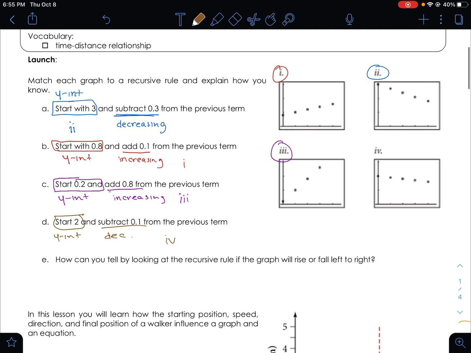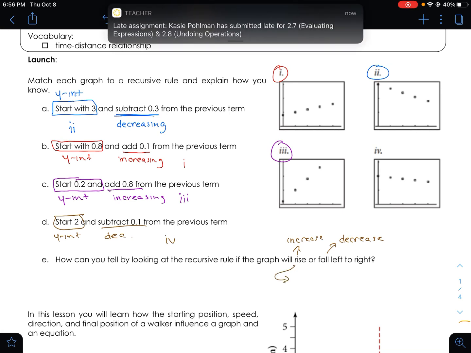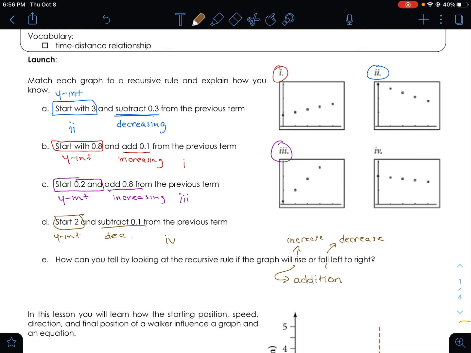Now, letter E sort of asks us to summarize what we already know. It says, how can you tell by looking at the recursive rule if the graph will rise or fall to the left? So again, another word for rise is increase, and another word for fall is decrease. Looking at these recursive rules, we can tell a graph is going to rise when we have a rule with addition. And if it's going to fall, that's going to be a rule that has subtraction.